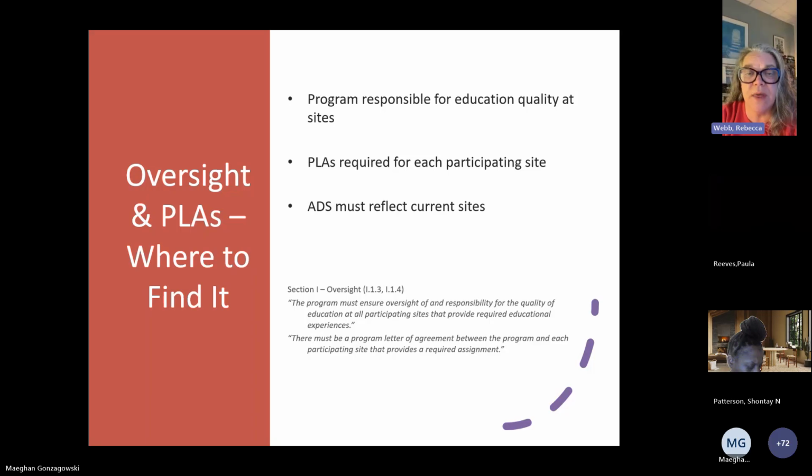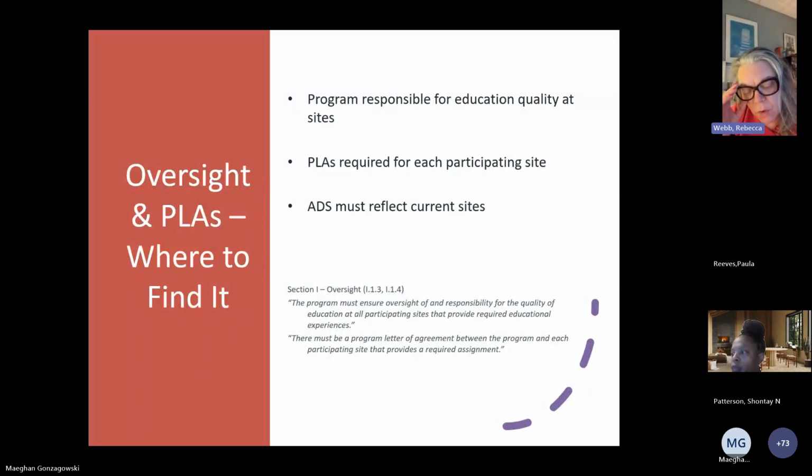So I don't know if you guys knew that, even though you're having some other faculty member or attending physician sign off that they will have oversight of those residents while they're rotating there, the program at the end of the day is responsible for the education and the quality that they're getting at those sites. PLAs are required for each participating site.